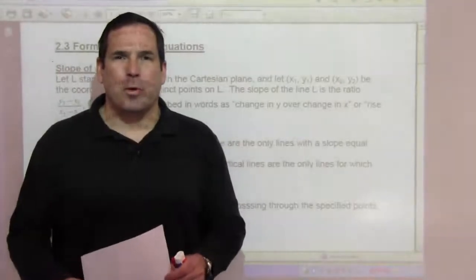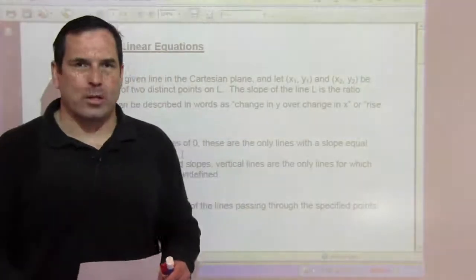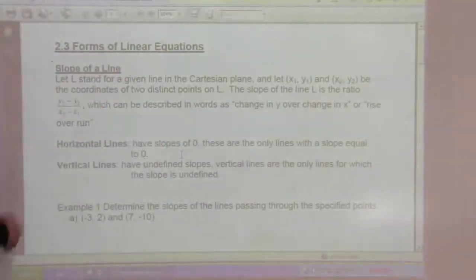Hello, welcome to 2.3 Forms of Linear Equations. First thing, slope of a line.